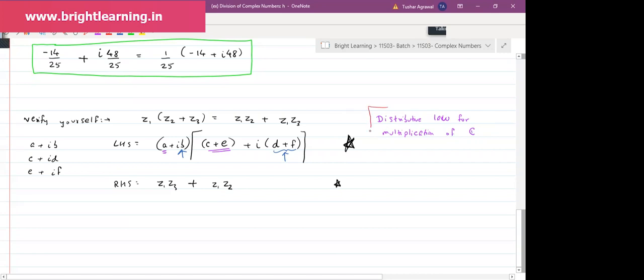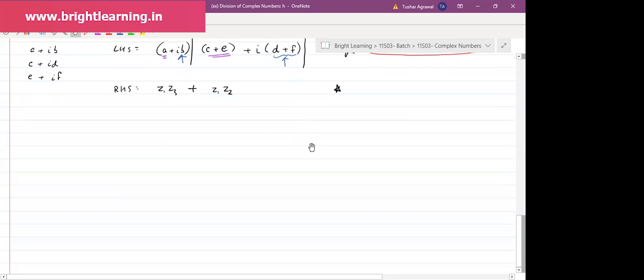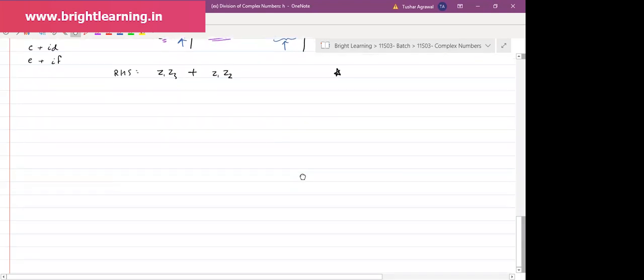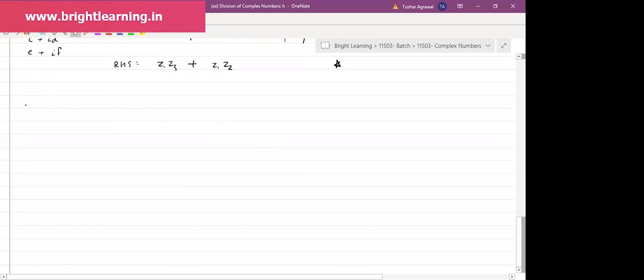Now, once we have verified this property, we know this result is true. So many results of algebra, the algebraic identities that we had, can be applied to complex numbers also. Like in school days, we studied P plus Q whole square equals P square plus 2PQ plus Q square.